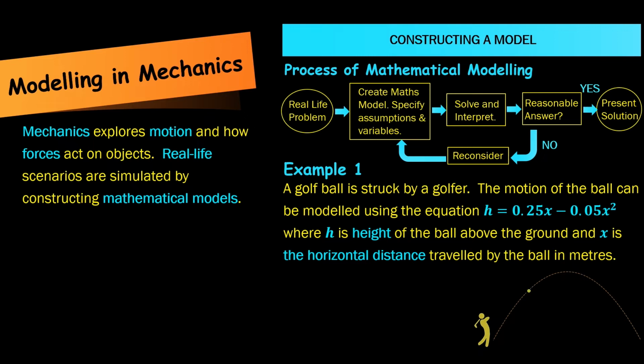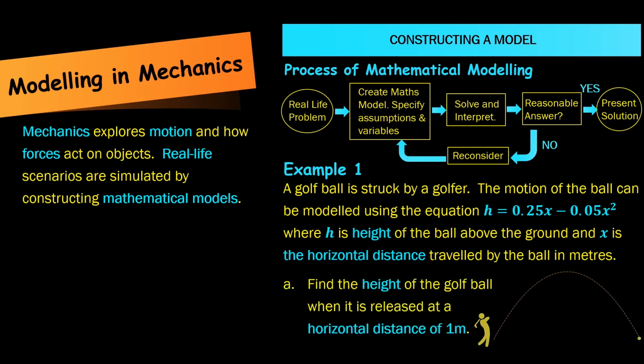So for example, if the ball is here as shown in the diagram, we have the height h as denoted here and the horizontal distance x as denoted here. We are firstly required to find the height of the golf ball when it is released at a horizontal distance of 1 meter. And secondly, we are asked what is h when x is 10 meters, and is this prediction valid?